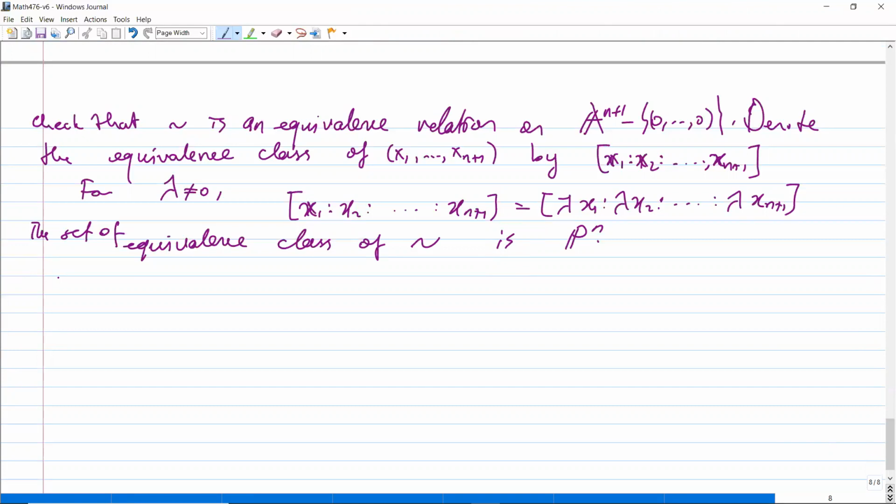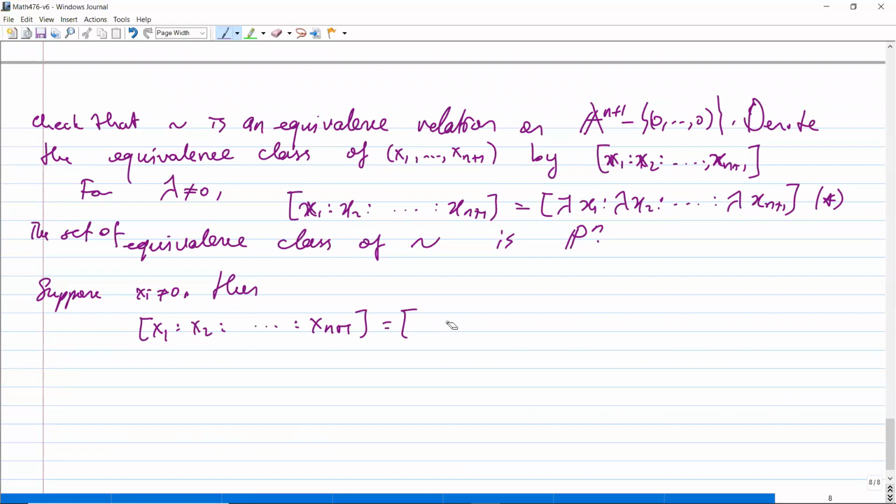Suppose some xi is not 0, then by this star, this equivalence class [x1, x2, ..., xn+1] is the same thing as [x1, ..., xn+1].